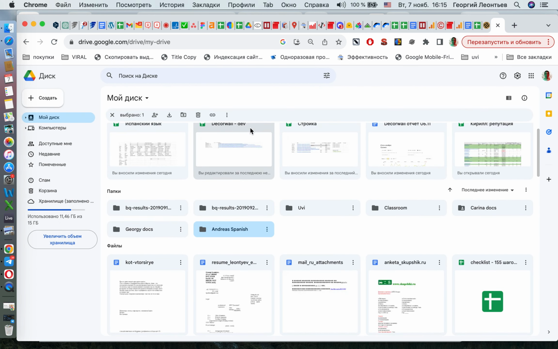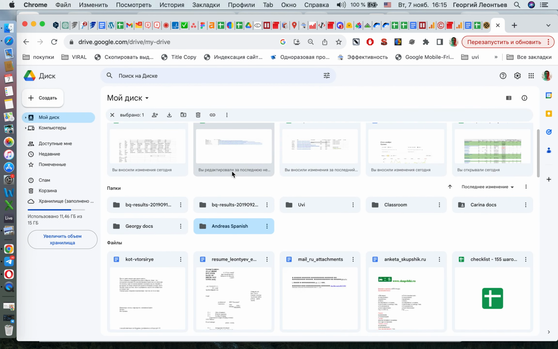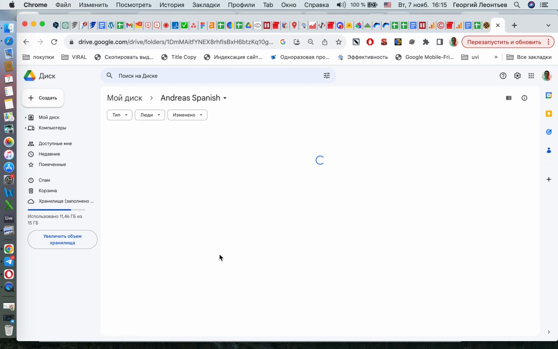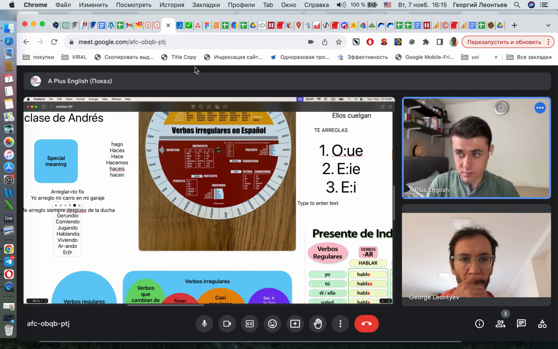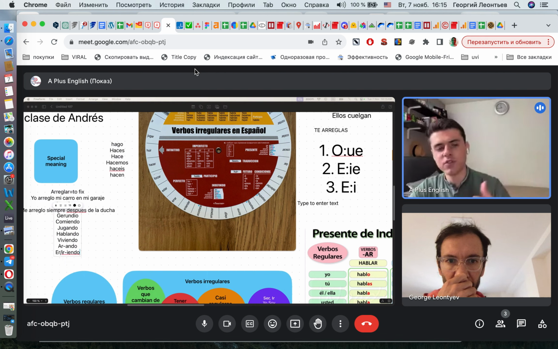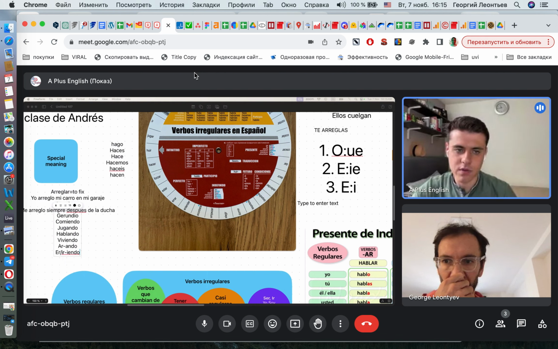Comiendo, jugando, hablando, viviendo. The gerundio, you do it, if it's AR, it's ANDO. If it's ER or IR, it's IENDO. That's the gerundio. And that they also use in the A1 level.